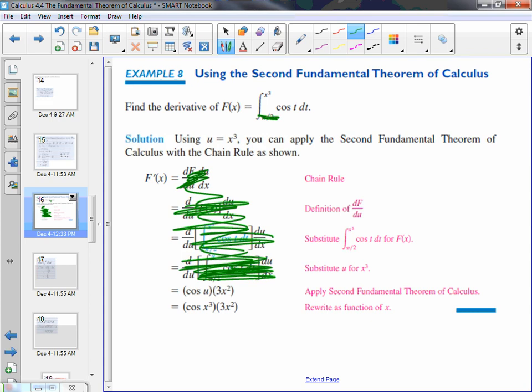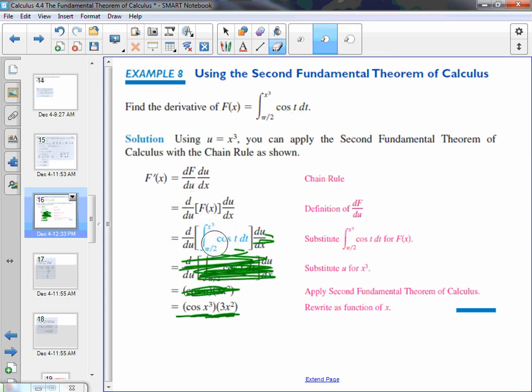F prime of x equals, take your integrand, replace t with x cubed, chain rule, times the derivative of u. All right. Questions on example 8?